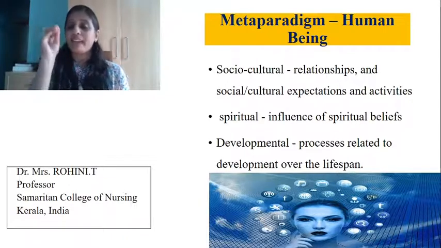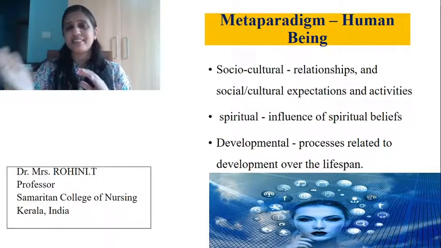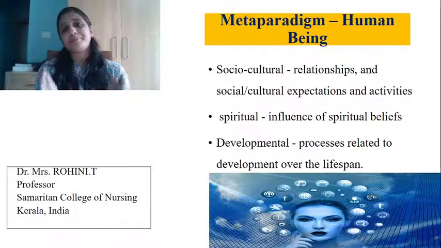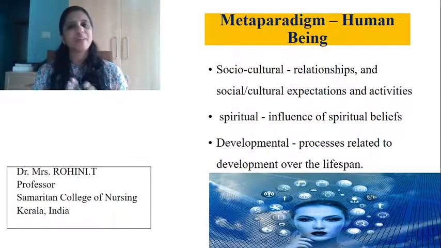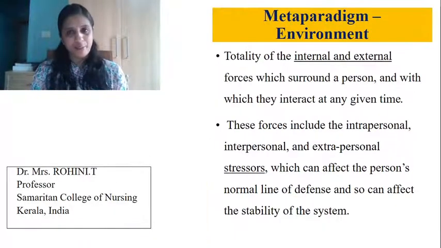This can be either an individual or it can be a group. Always it is having an interaction with the environment, so it is an open system. And then you can just explain what those 5 variables are. So very beautifully you can write what is human being according to the Betty Neuman system model.